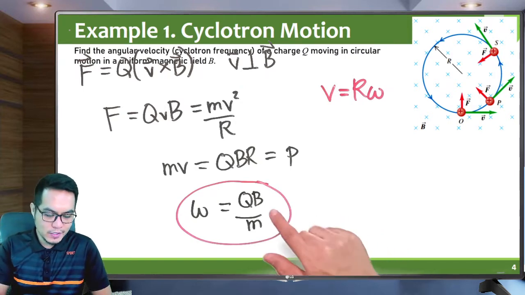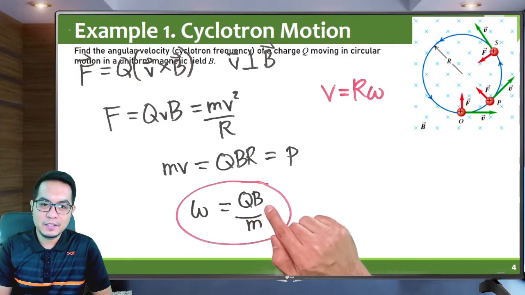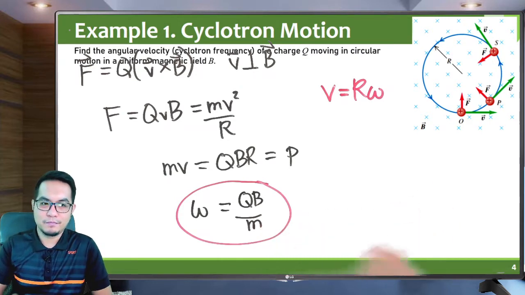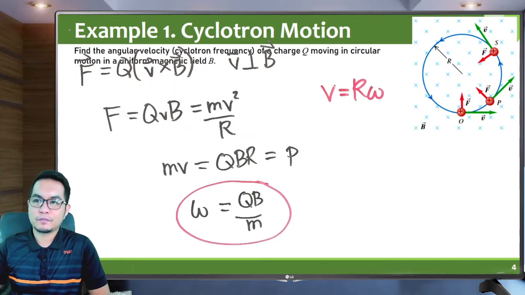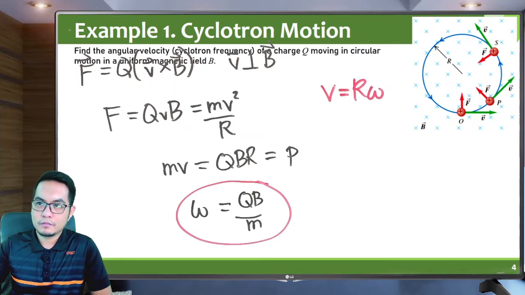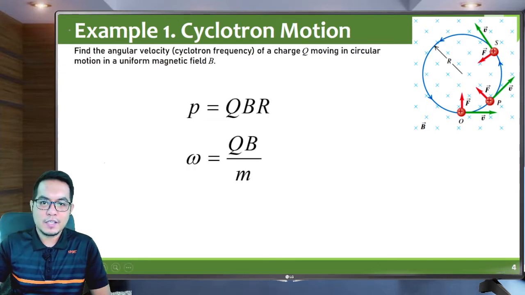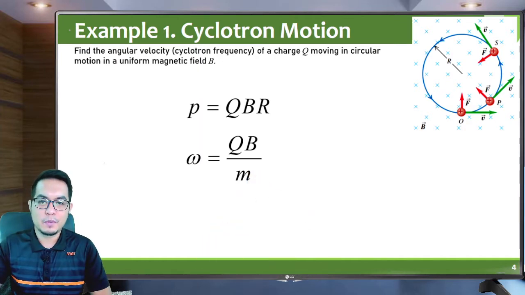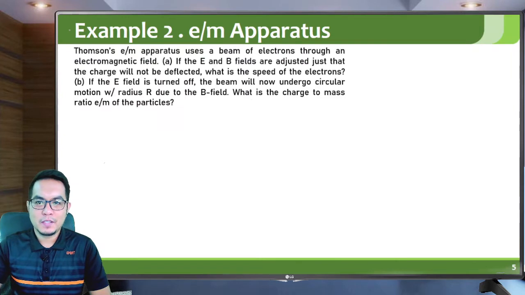And you will notice that it only depends on the magnitude of the charge, the magnetic field, and the mass of that charge, and nothing else. It only depends on these three constants. So as a summary, this is the cyclotron momentum, this is the cyclotron frequency. Now moving on to another example.